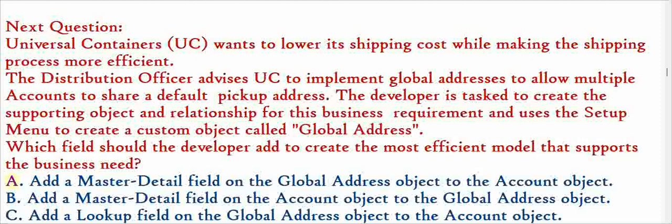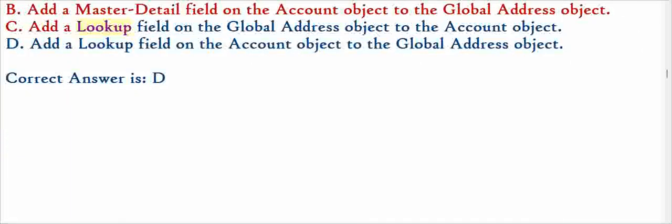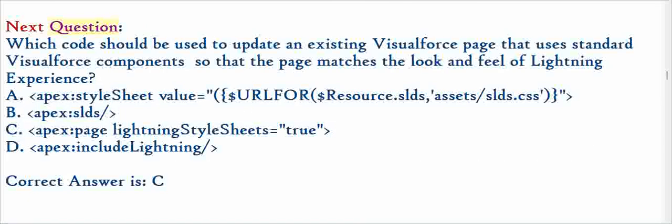A. Add a master detail field on the global address object to the account object. B. Add a master detail field on the account object to the global address object. C. Add a lookup field on the global address object to the account object. D. Add a lookup field on the account object to the global address object. Correct answer is D. Next question.